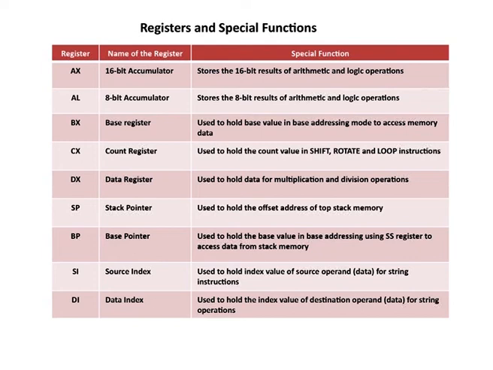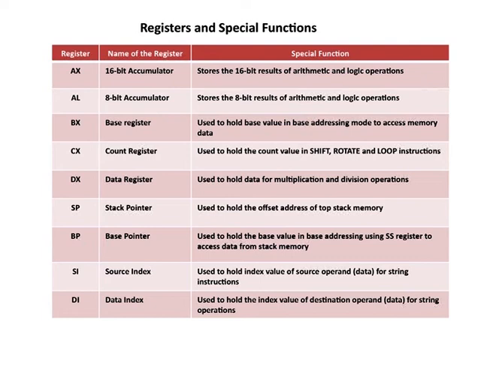SP, that is the stack pointer register, is used to hold the offset address of the top of the stack memory. BP, that is the base pointer register, is used to hold the base value in base addressing, using the stack segment register to access the data from the stack memory.